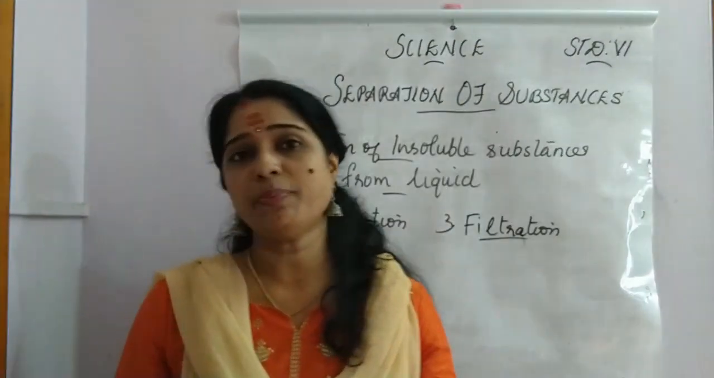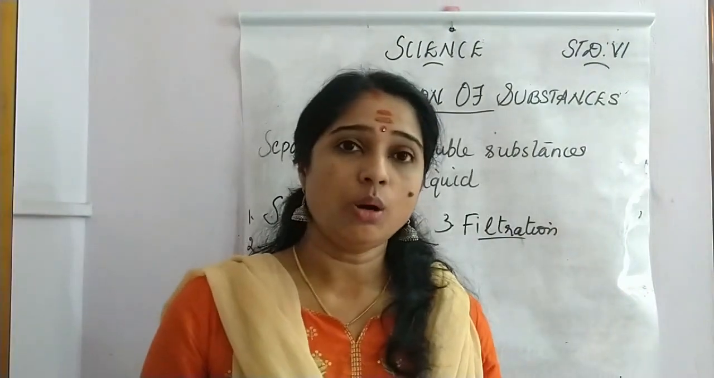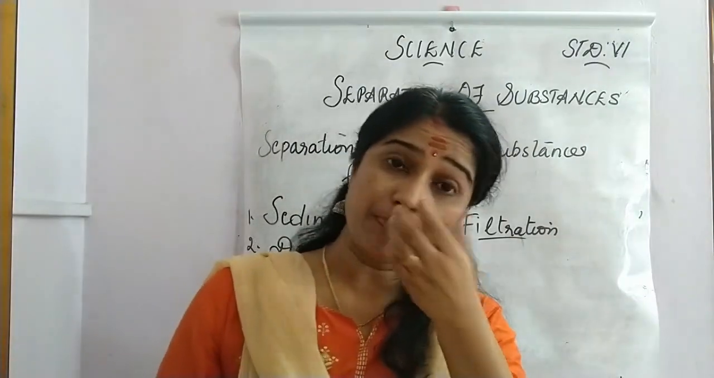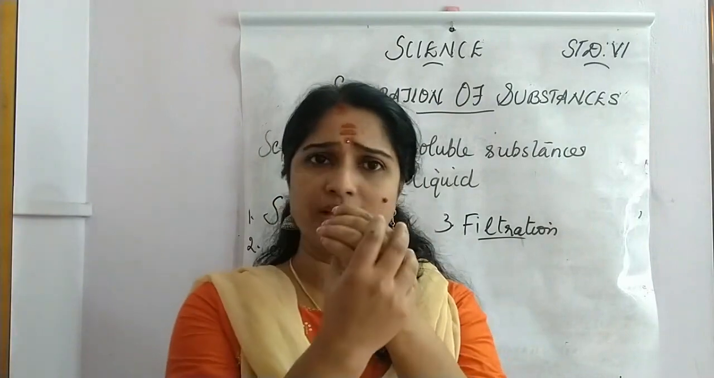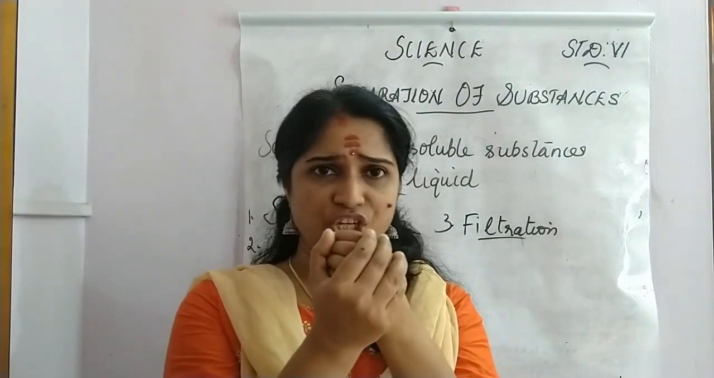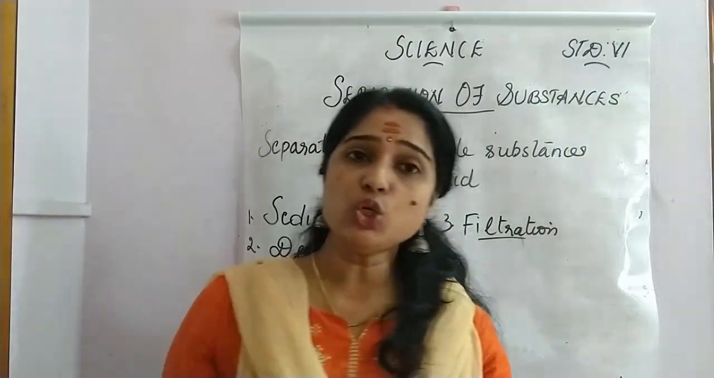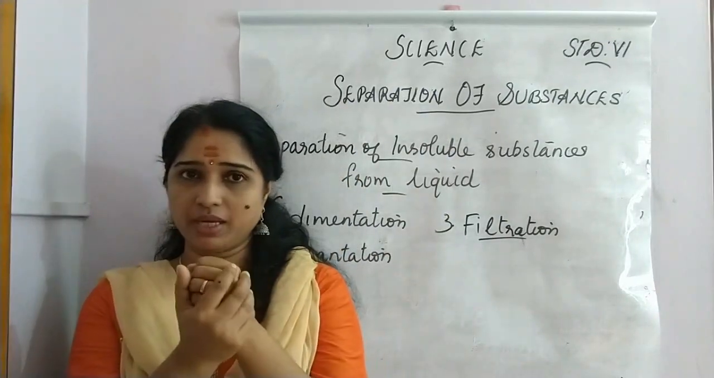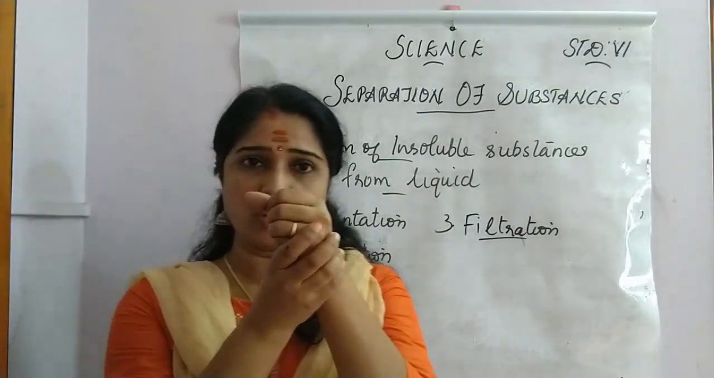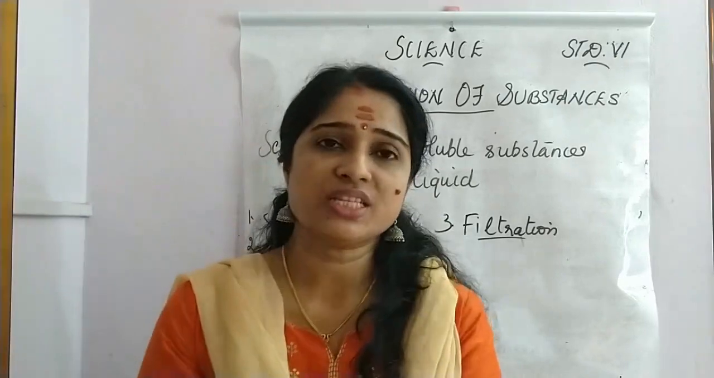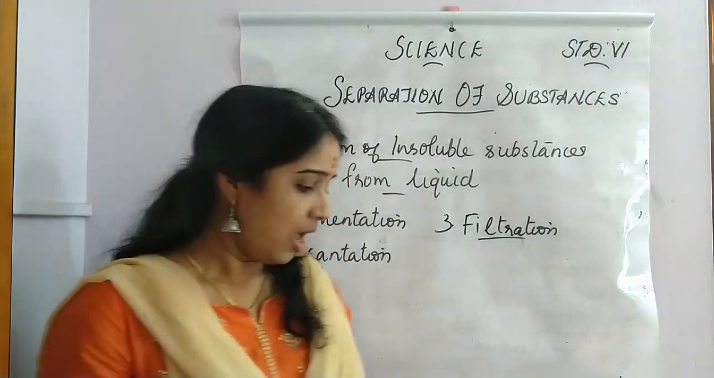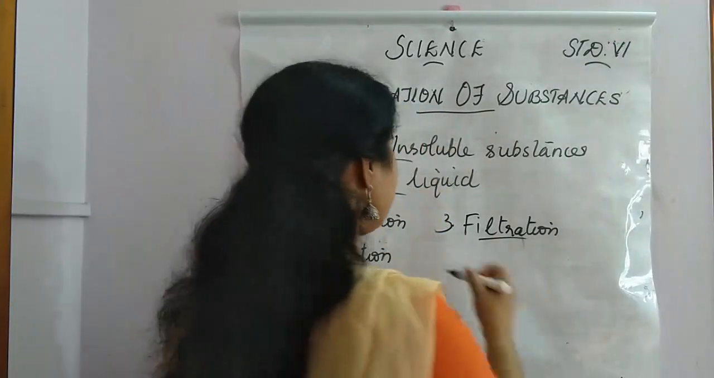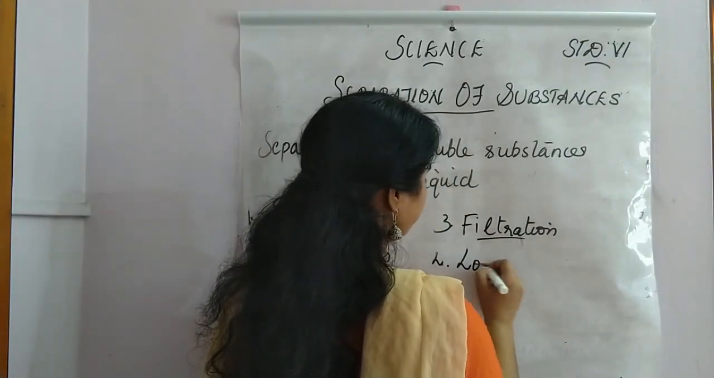In some areas, people are using cloth, or in some cases paper. Even though paper gets wet very easily, in some situations you can fold the paper in the shape of a cone and use it as a filter. Paper can be folded into a conical shape and used as a filter. Clear? So this is the third method, that is filtration. And the last method is loading.